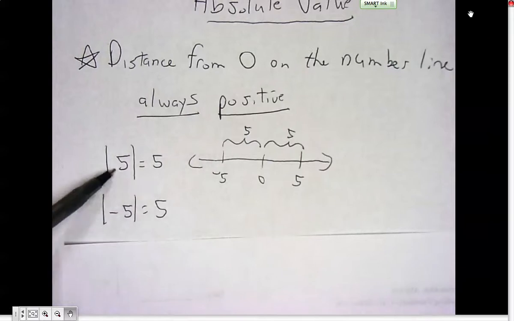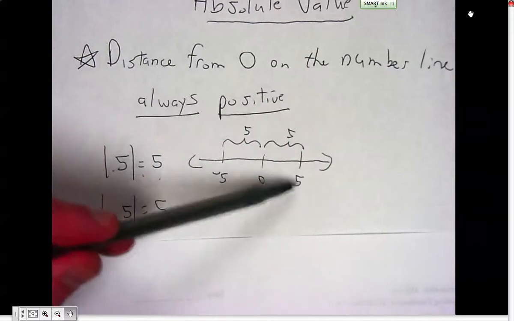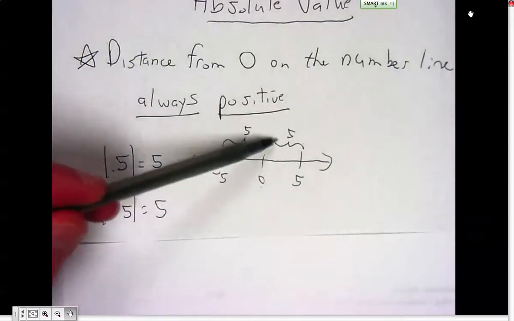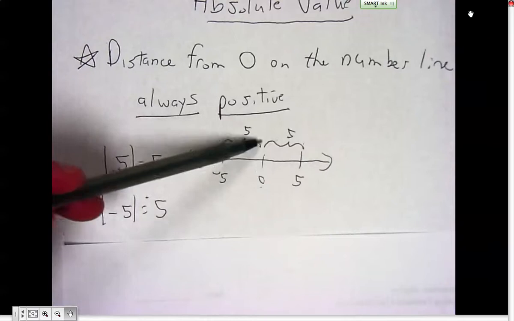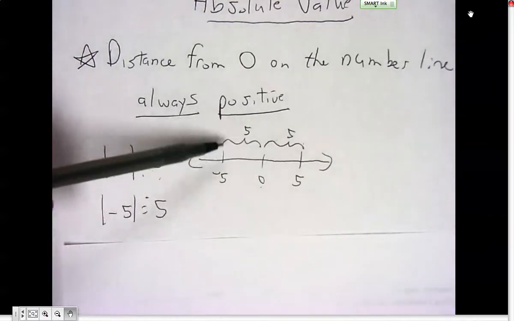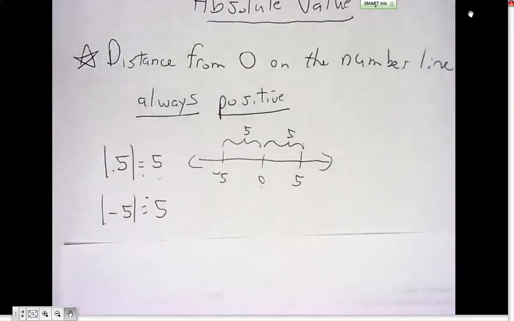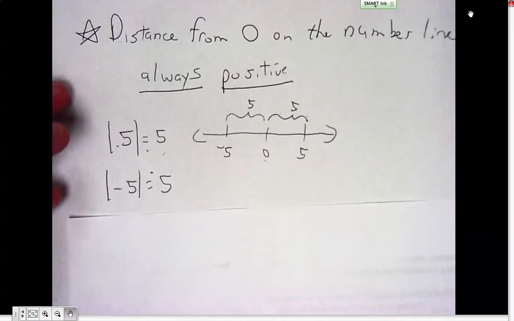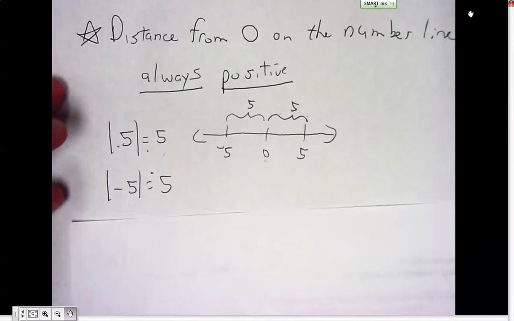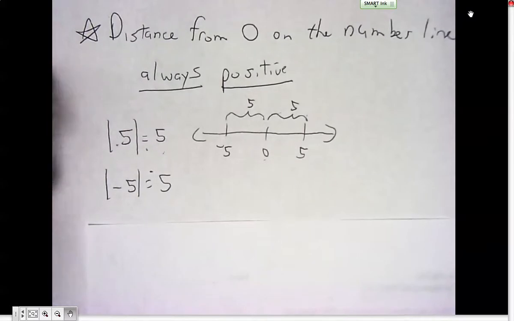And so the absolute value of 5 is 5 because how far away is 5 from 0 on the number line? It's 5 away. But the absolute value of -5 is also 5. And that's because we always count this distance as positive. Even though we went to the left, we still say it's 5 units away from 0. So the negative just sort of goes away when you take the absolute value. And so this lets us solve a variety of equations now.